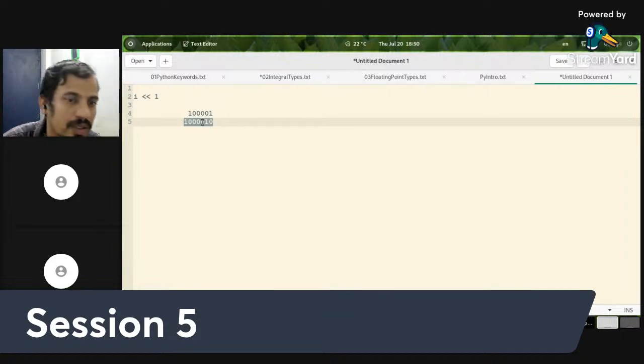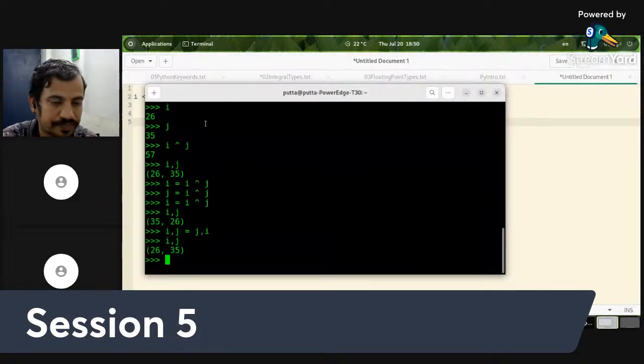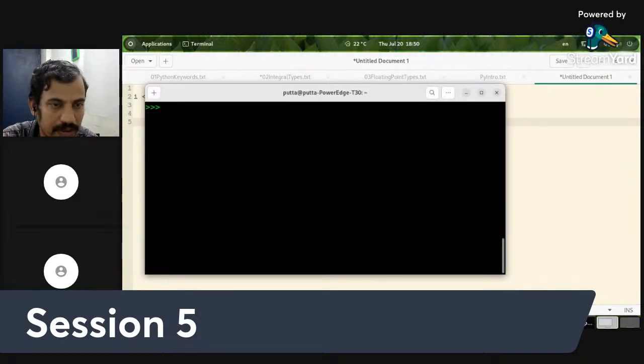1 followed by 4 zeros and then 1 0. How do you convert binary into integer? Okay, this is equivalent to the value 66.